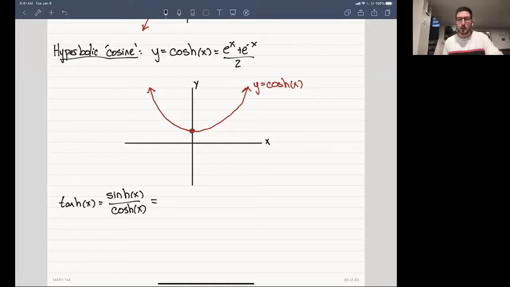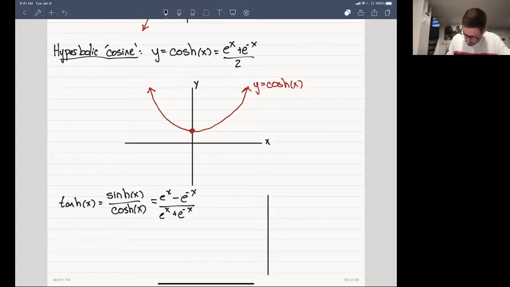And if you use the exponential definitions here, you get e to the x minus e to the minus x. And similarly, you get e to the x plus e to the minus x. So if we offer up a brief little sketch here of what this one looks like, we get an x here, we get a y here.